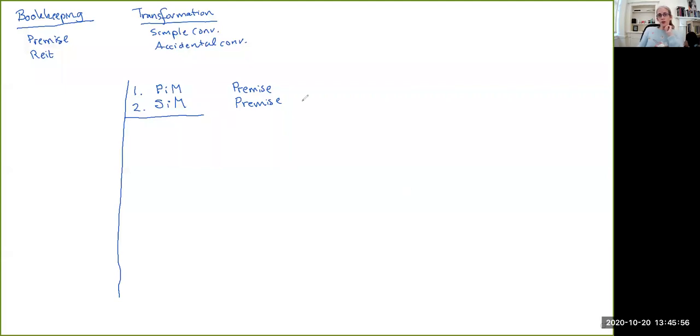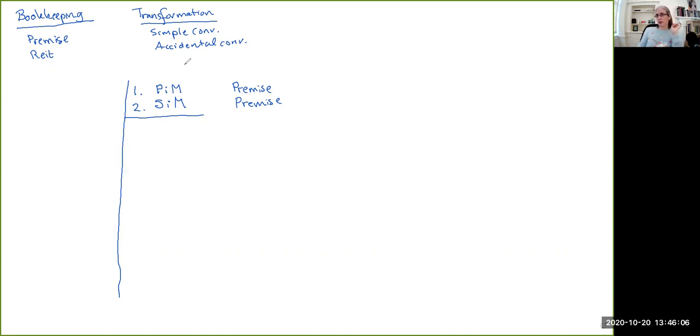Today I would like to take some of the things that we've been learning in the previous two videos and start putting them together so that you can see actual examples of how categorical propositions can be derived in this syllogistic proof theory we're introducing. So, without any further ado, let me bring up my whiteboard because we've got two types of rules that I've already introduced to you: bookkeeping rules, premise and reiteration, and the transformation rules, simple conversion and accidental conversion.